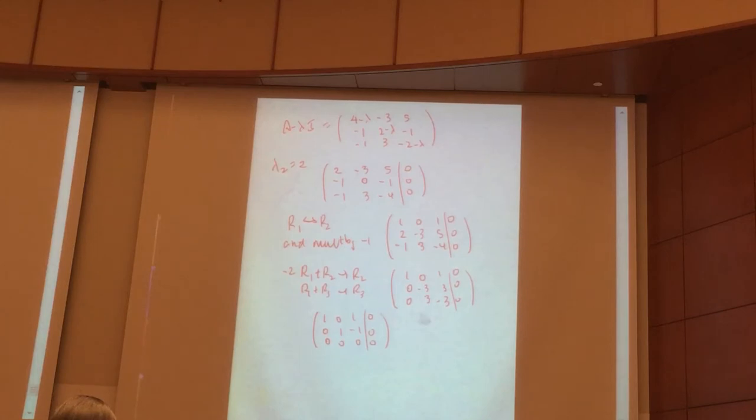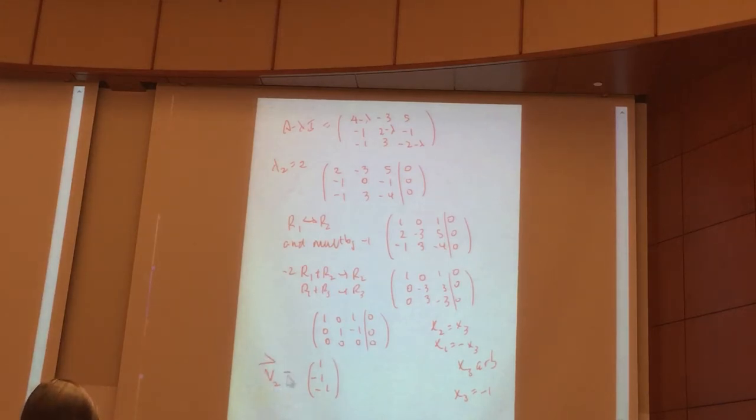Okay, so now we can read off. This is even a little simpler than the previous one. This says that x2 is x3, x1 is minus x3, x3 arbitrary. I'm going to set x3 equal to minus 1, because I feel like it. And what I get then is 1, 1, minus 1. That's V2.